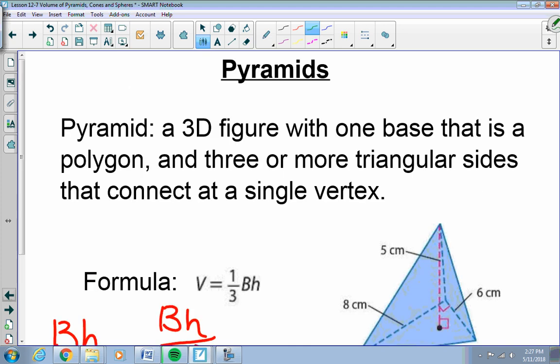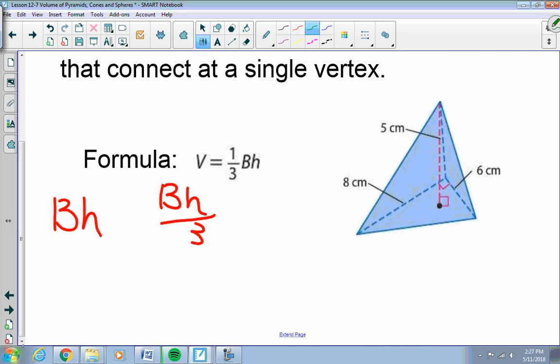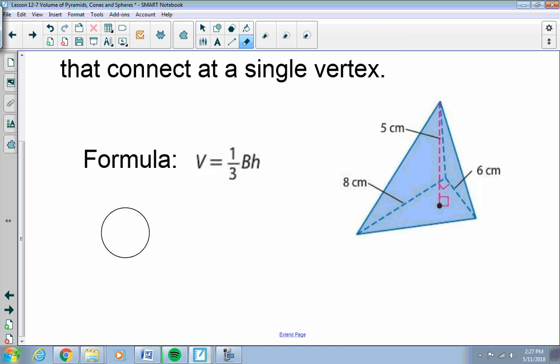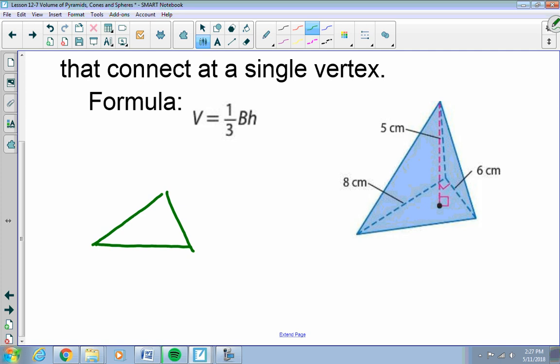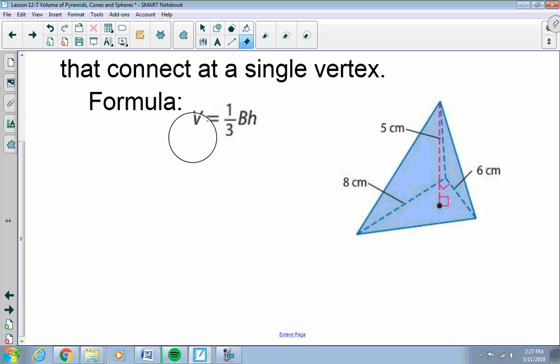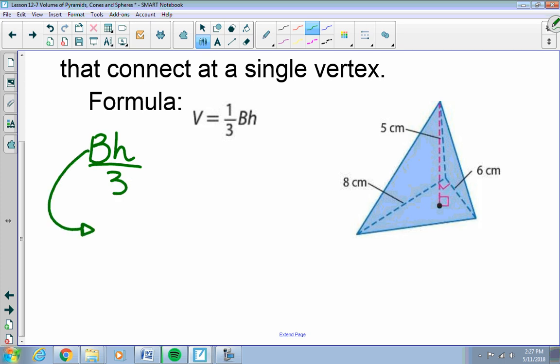Let's do a triangular one. We'll do this one right here. If you want to make sure you know how to draw it, this is what you can do. Here's the bottom. There you go. It's not great, but close enough. You get the point. So I'm going to do B times the height divided by 3. So let's talk about the base here first.